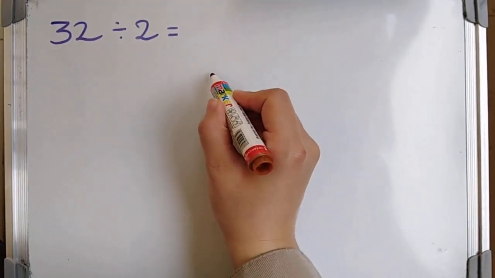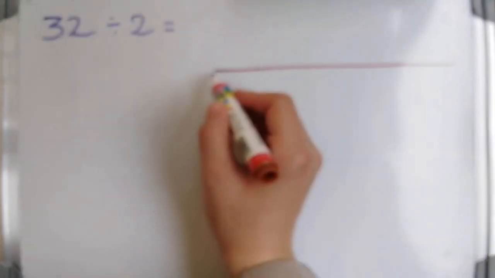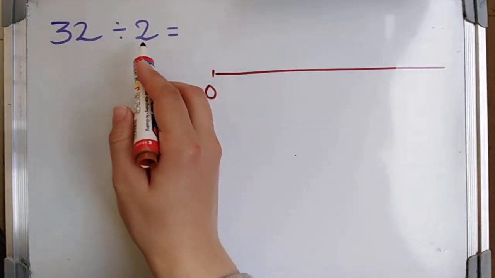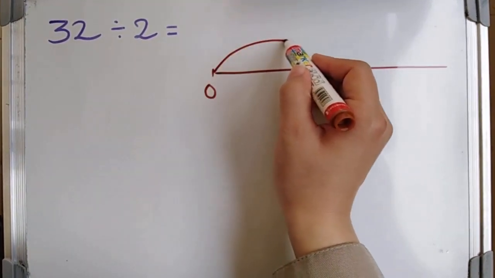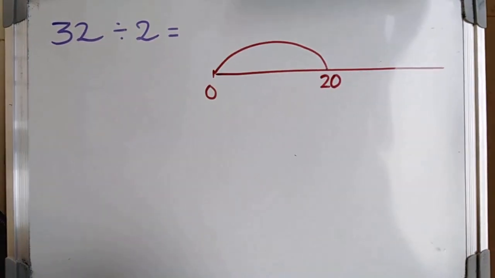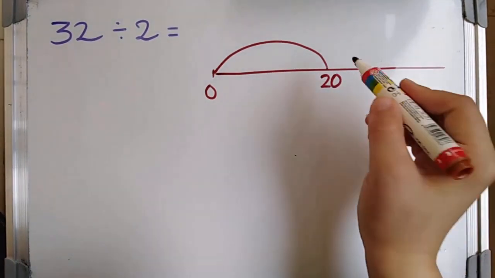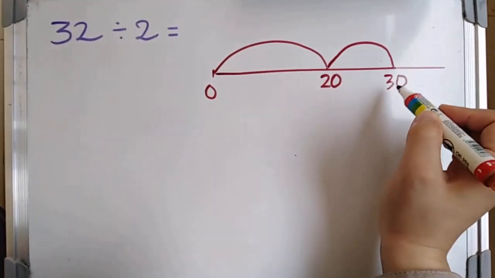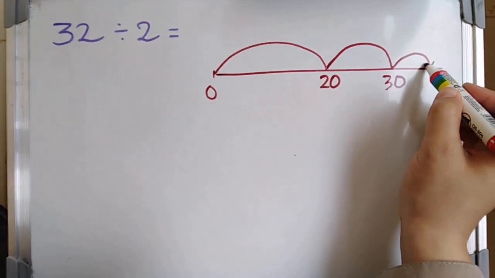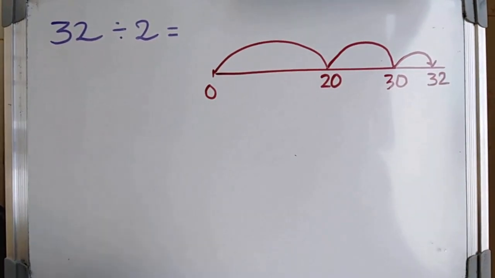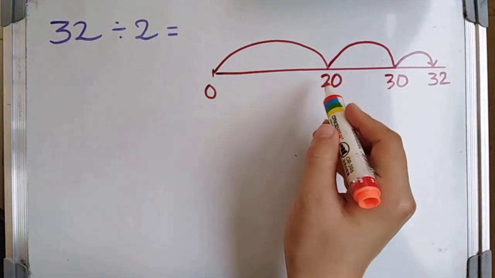First, let's divide 32 by 2. I'm going to draw a number line from 0 to 32, but I'm only going to highlight some steps. From 0 to 20, because 20 is a multiple of 2, and from 20 to 30, and from 30, just 2 more to 32. From 0 to 20, I know that there are 20 steps there.